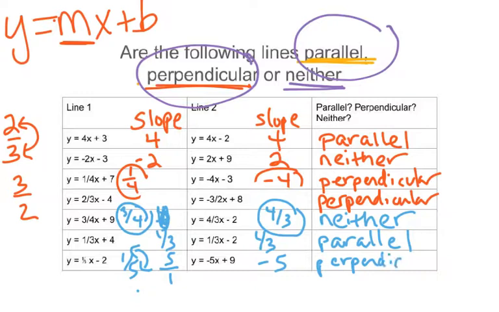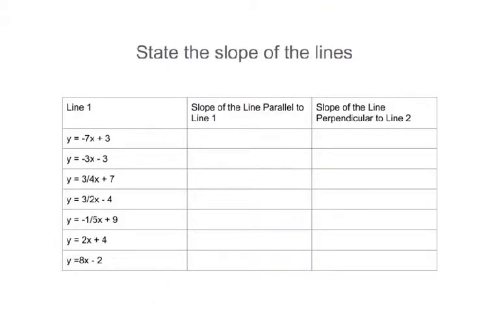So when you look at your assignment, you're going to have a chart like this, and you're going to just figure out, are they parallel, are they perpendicular, or are they neither? Then you're going to have another chart, and you're asked to state the slopes. I do want to make a correction. You can mark yours out.